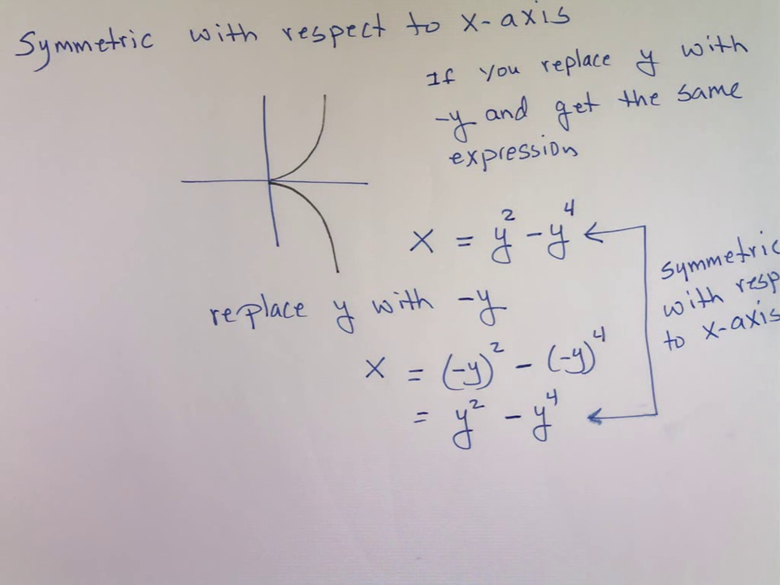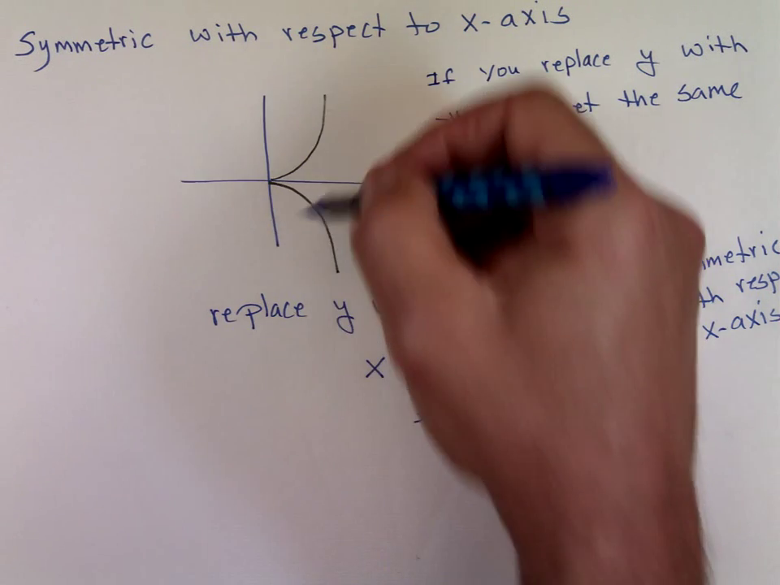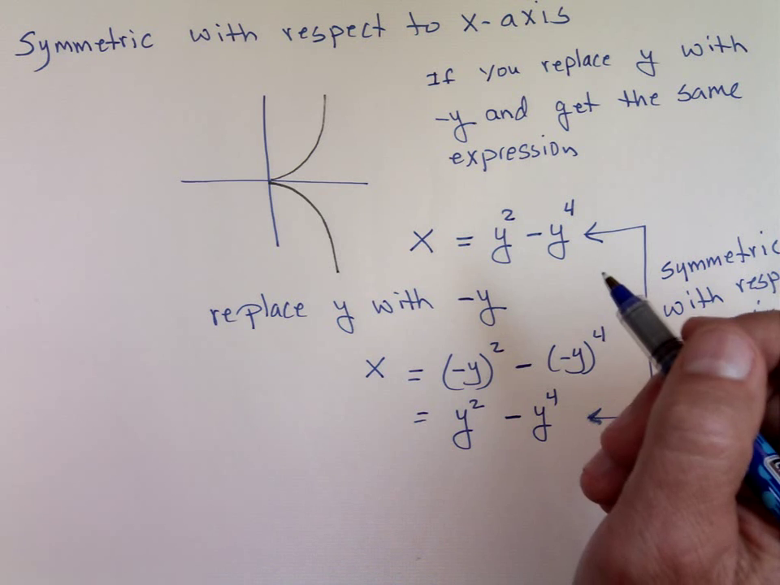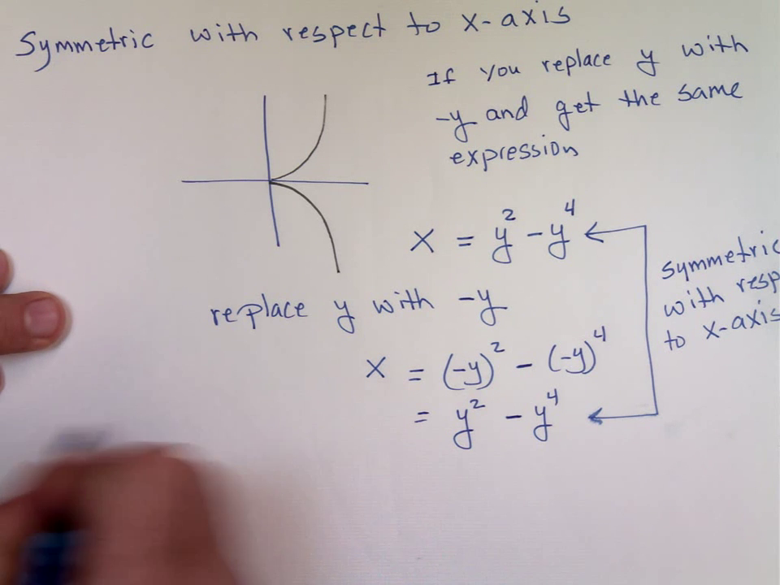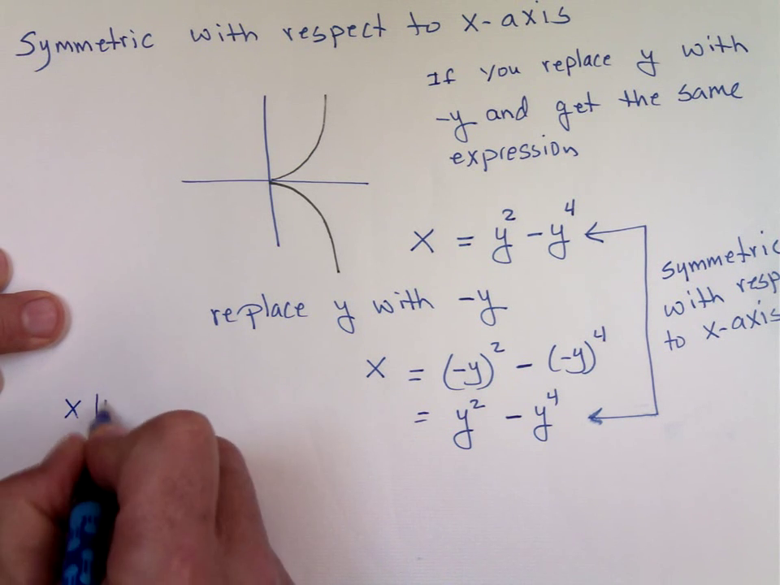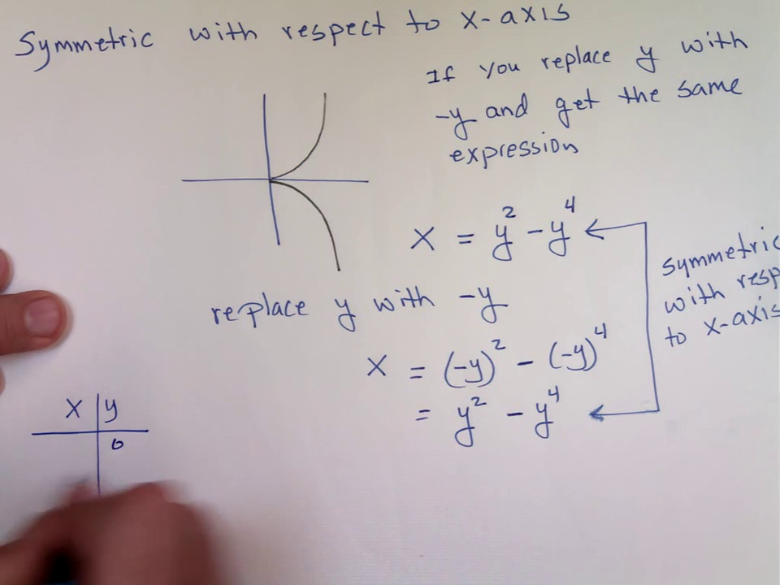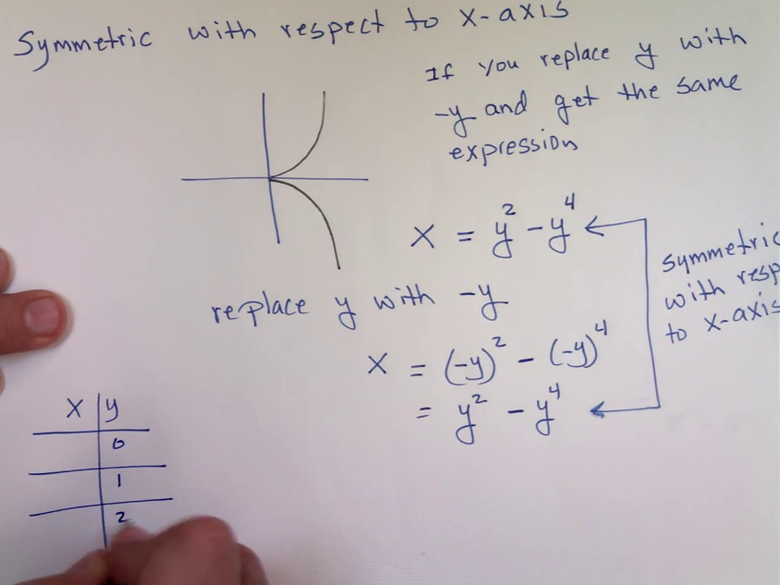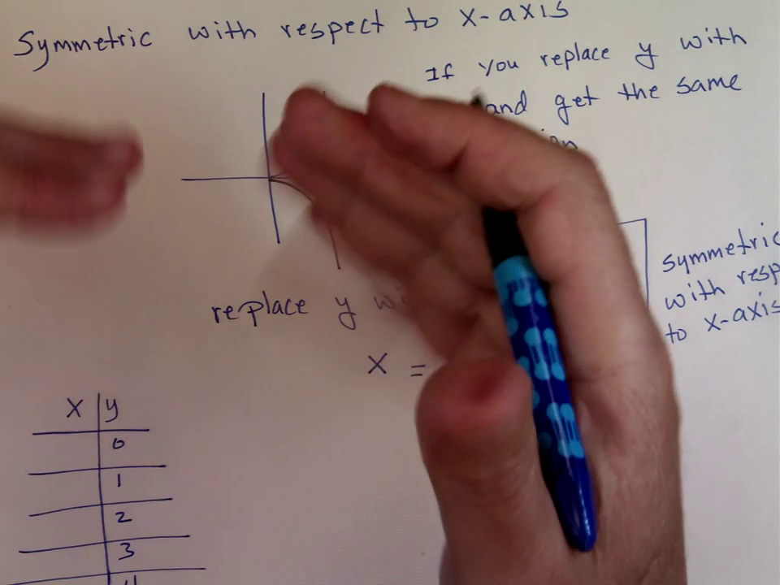So all I got to do is graph one half of it, pick some positive values for y and see what the graph looks like, then flip it over and you have your answer. So if I want to graph this, this is x versus y. I'm going to pick y values: 0, 1, 2, 3, 4. Maybe I got too many here. Once I know what the graph looks like, I'll flip it over and I have the other side.